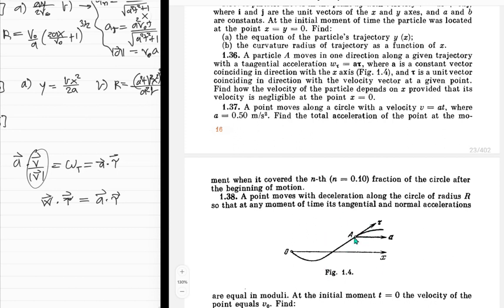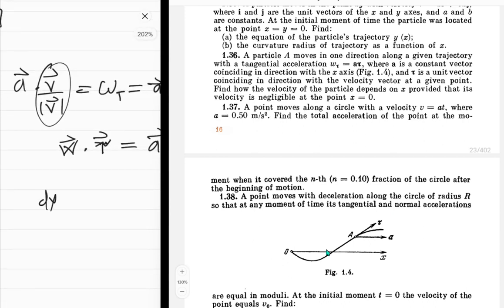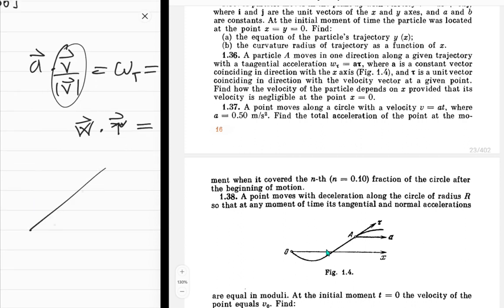So your v vector is tangential to this thing. So let's just call this dy upon dx. So dy upon dx is the slope of that, right? Call this thing tan theta. Okay, you know what? Let's do it using theta then. At this point, the trajectory is at theta with the x-axis.